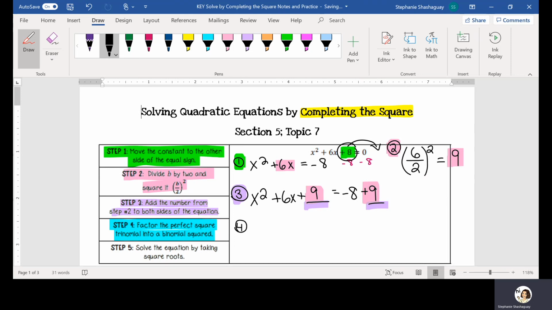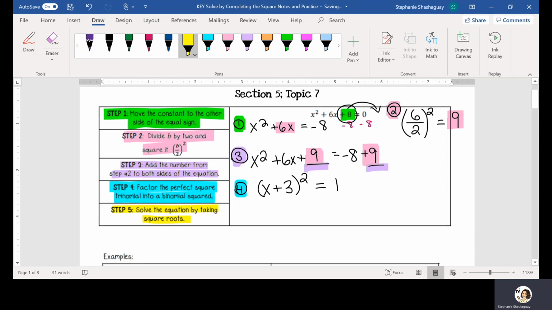So we created a perfect square trinomial. So now to factor it, it's really easy because this is just going to be x plus 3 squared. And that will be equal to -8 plus 9, which is 1. Now we need to solve the equation by taking the square roots, which is what we did yesterday in our notes. So now we can solve the equation by taking the square roots.